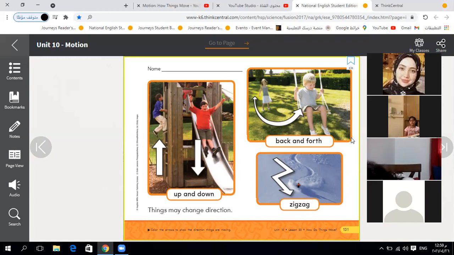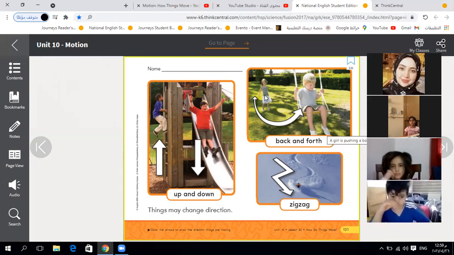Okay. Yes, Yarina. Can you see the boy here? The girl is pushing a boy back and forth on a swing. Back and forth. Remember when you play on the swing on our playground at school? If someone pushes you, this move is called back and forth. Follow the white line. So what do we call it, Yarina? Back and forth. Bravo.